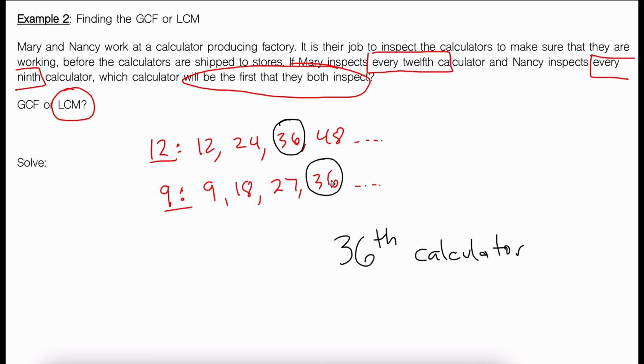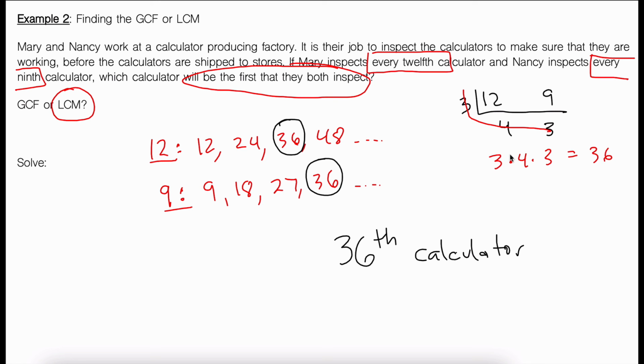Also, I made a list. You'd be more than welcome to instead do upside down division for this. So 12 and 9. Both of those can be divided by 3. I can divide no further. So if you recall, for LCM, you multiply the numbers on the outside that form the L. So 3 times 4 times 3, which is 36. Gets us to the same answer, the 36th calculator.